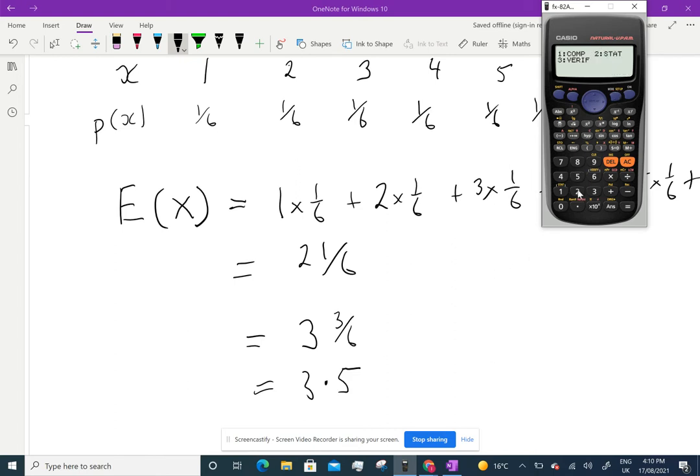So let's put it on stat. We're going to do one variable statistics. But what you want is a frequency column. So go Shift, Set Up. You can't see it there. Go down to number 3, turn your frequency on.